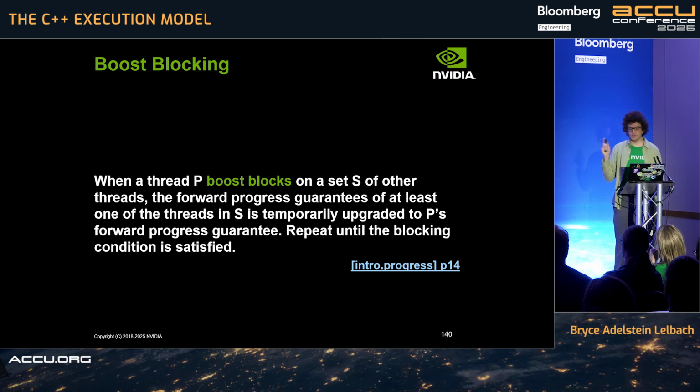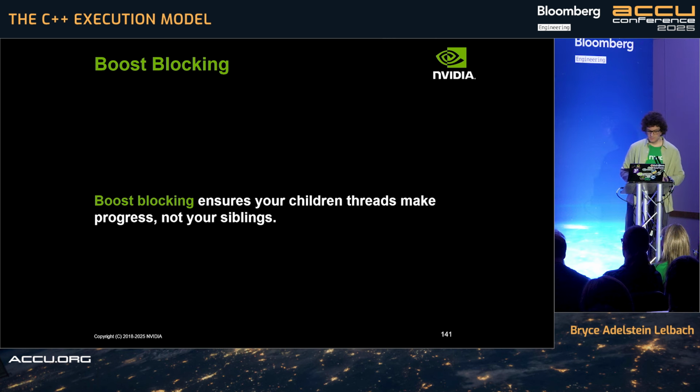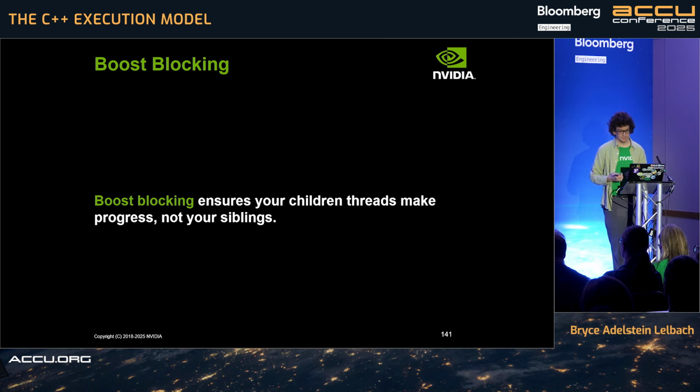So more specifically, when a thread P boost blocks on a set S of other threads, the forward progress guarantee of at least one of the threads in S is temporarily upgraded to P's forward progress. And this is repeated until the blocking condition is satisfied. So it's unspecified which thread or threads of execution in S are chosen and for which number of execution steps. So boost blocking ensures that your children threads make progress, not your siblings. So boost blocking does not prevent you from inhibiting the forward progress of weaker threads when using synchronization primitives.